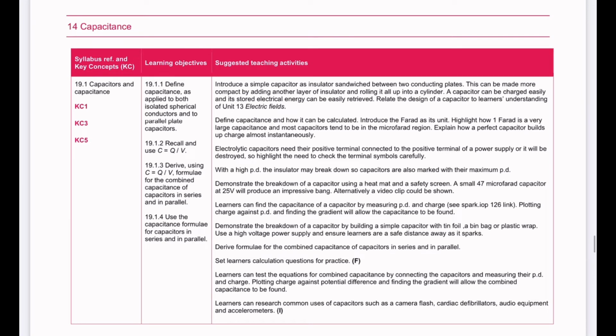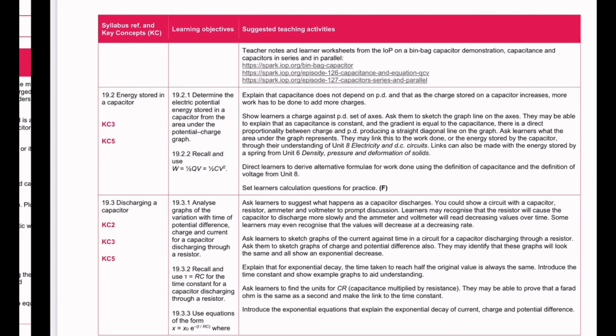Capacitance. Key concept 19.1. Capacitors and capacitance. Learning objectives. 19.1.1. Define capacitance as applied to both isolated spherical conductors and to parallel plate capacitors. 19.1.2. Recall and use C = Q/V. 19.1.3. Derive, using C = Q/V, formulae for the combined capacitance of capacitors in series and in parallel. 19.1.4. Use the capacitance formulae for capacitors in series and in parallel.